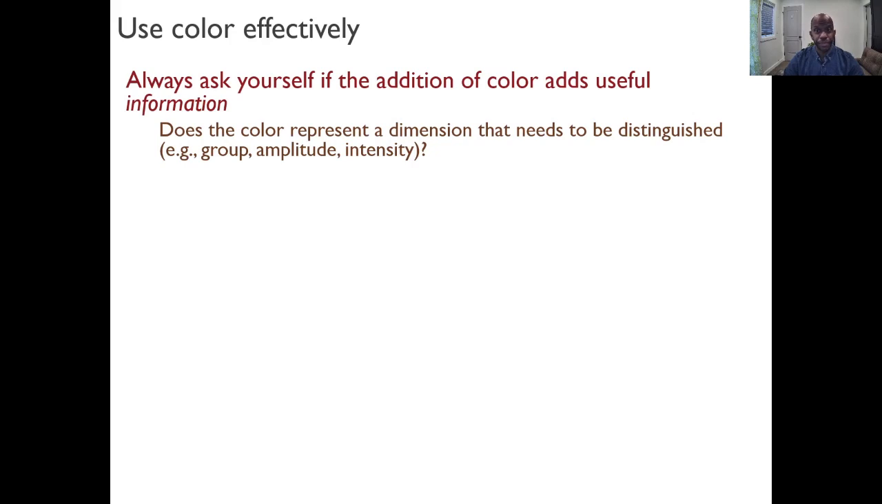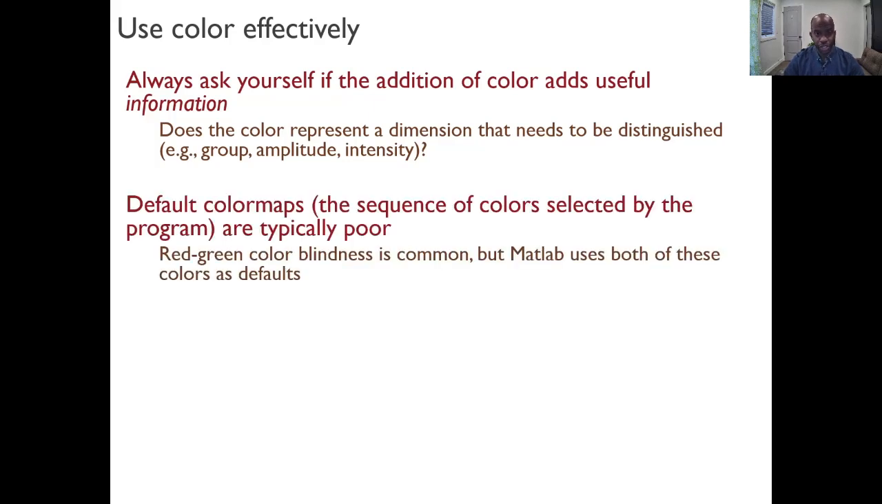So one of the ways that we can really think about design is to make sure that we use color effectively. When we think about adding something to our figure, we always want to focus on whether what we add is contributing useful information. So for adding color, does that color represent some dimension that we need to distinguish for our audience to understand?